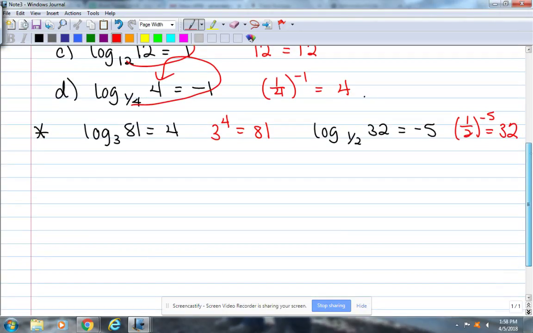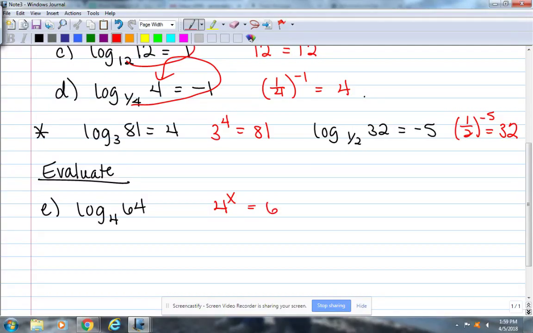All right, so now we got to actually work something out with them. This says evaluate. So if something says evaluate, that means work it out. So this one I want you to find log base 4 of 64. So what that means is 4 to what power, because they don't have it equal to anything, equals 64. So that means in exponential form, 4 to the x power equals 64. And this is where your blue sheet might come in handy.